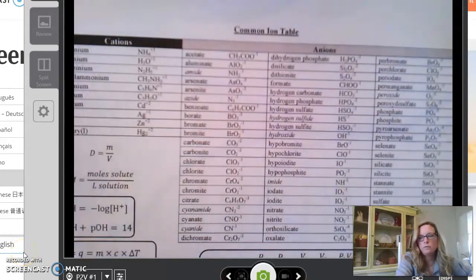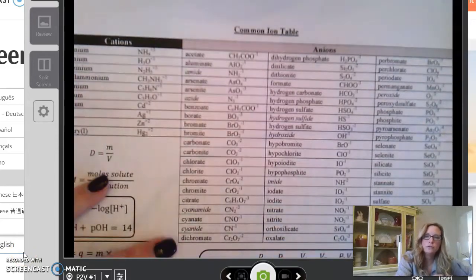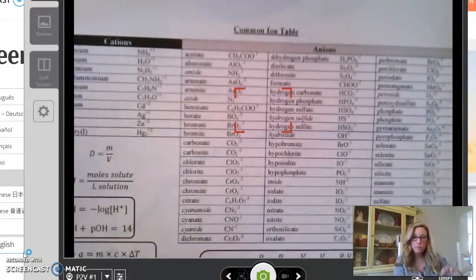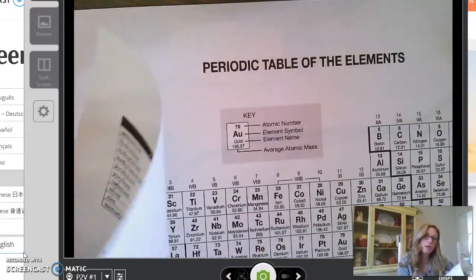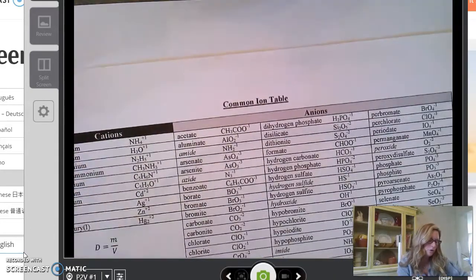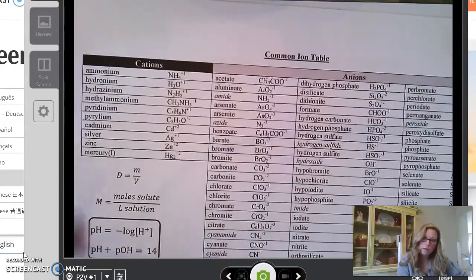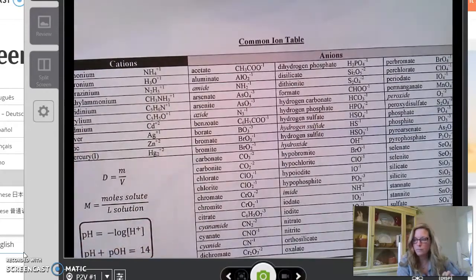Hey guys, we're going to look at naming acids and bases today. So the first thing that you guys are going to definitely need to have with you is your common ion table. For our class, that's on the back of your periodic table of elements. These are your common polyatomic ions, poly meaning they have more than one, okay?